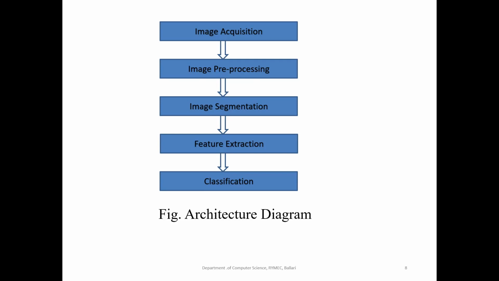In feature extraction, which is a part of the dimensionality reduction process, raw data is divided and reduced to more manageable groups. The last step is classification, in which we'll be using training and testing of the leaf of the plants. The random forest classifier is used for classification. This is all about the architecture diagram.